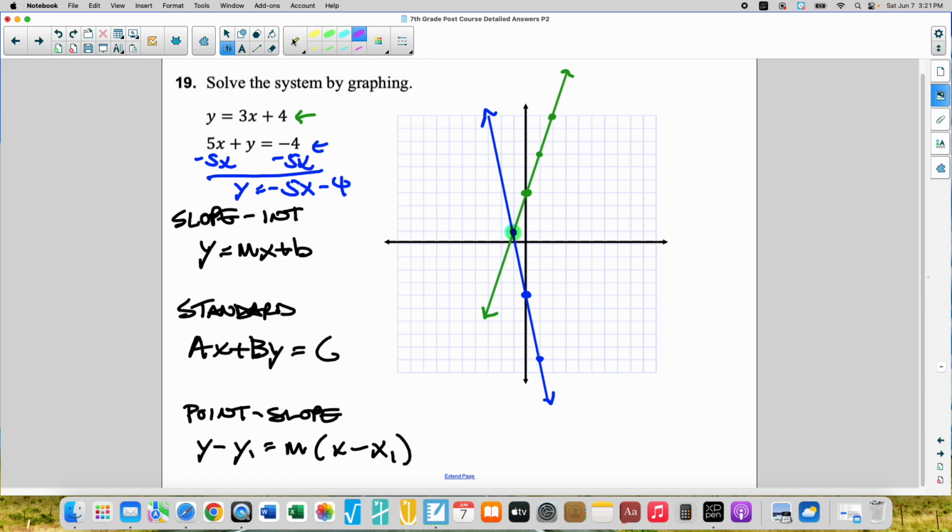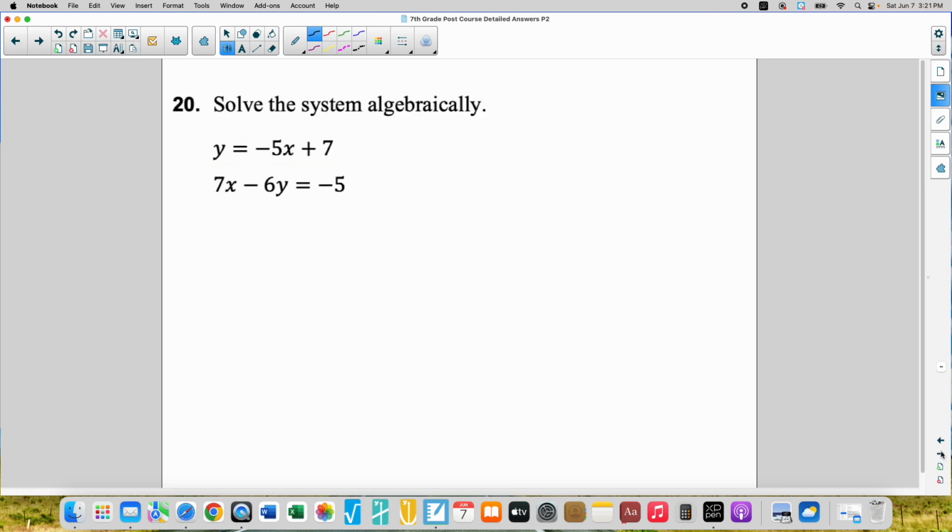That they both share. So that point or location is -1, 1. If we plugged it into both of them, you would get true statements for them. So solve the system. The solution is -1, 1. Love systems. Solve the system algebraically.